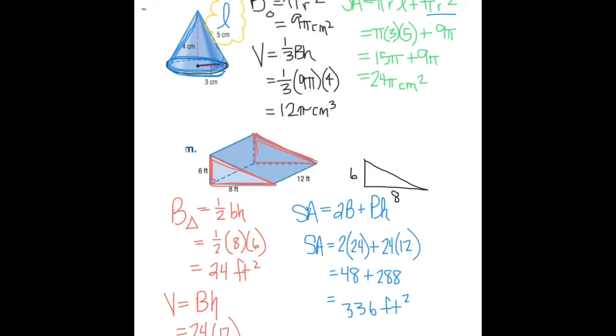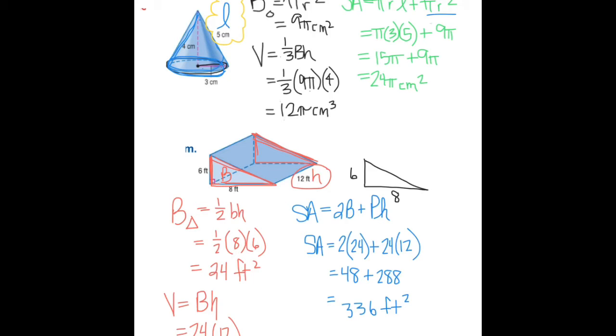So when I talk about finding the surface area, well, let's do volume first, sorry. The volume is just the area of the base times the height, capital B times H. So the area of my base right here, this is my B, and then this is the height of my prism. So 24 times 12 is 288 feet cubed.